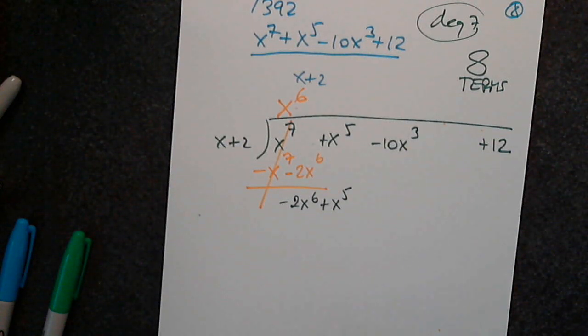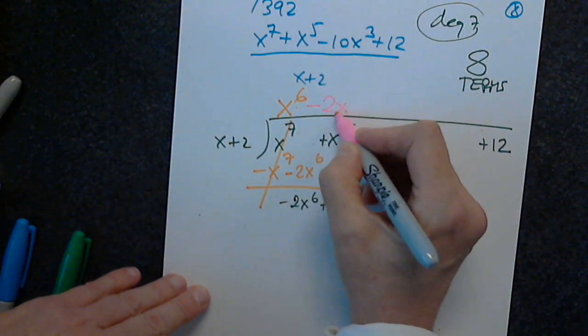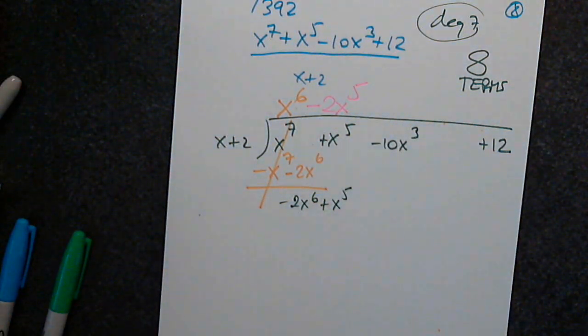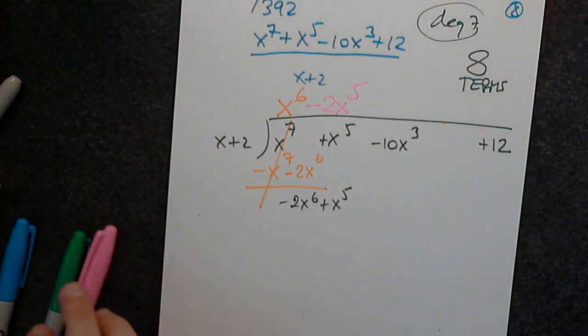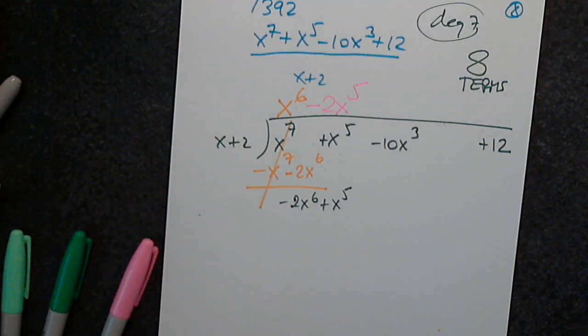Next in line, x multiplied by what is negative 2x to the 6th? Negative 2x to the 5th. Very good. Awesome. Do we all agree? Can we keep up? Slow me down if you need help, or if you need me to slow down. Slow down, please. Okay, that's all you need to say.